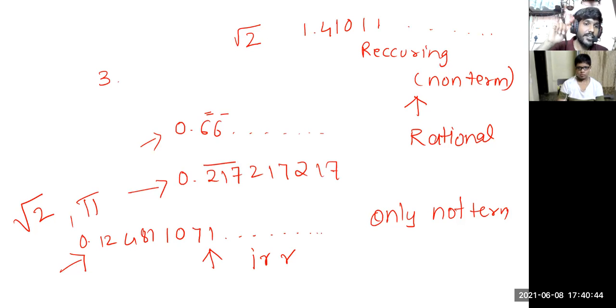Recurring non-terminating will be rational, and we have seen plenty of examples in the previous examples. If you go back and look again at those examples, all of them were recurring, and you converted them into fraction, p by q form. So they are all rational. If it is only non-terminating, nothing is recurring, then it will be irrational. Is the difference clear?